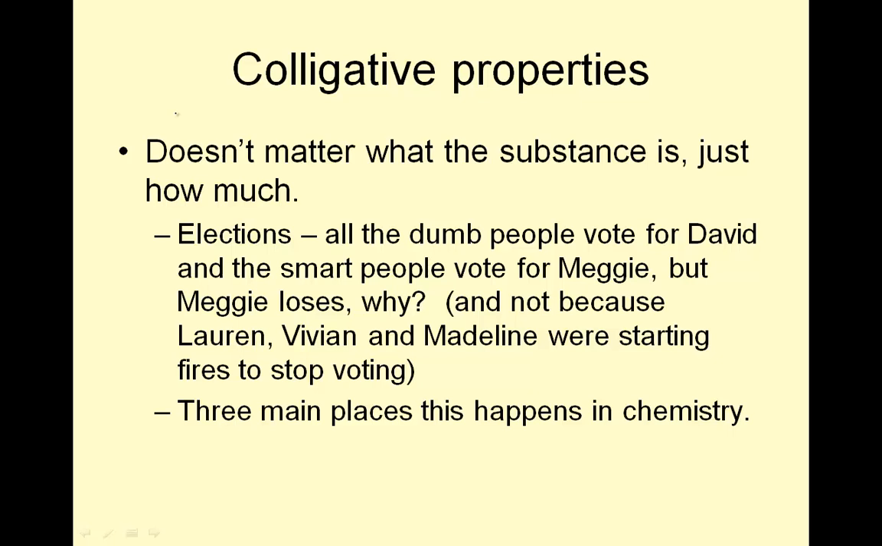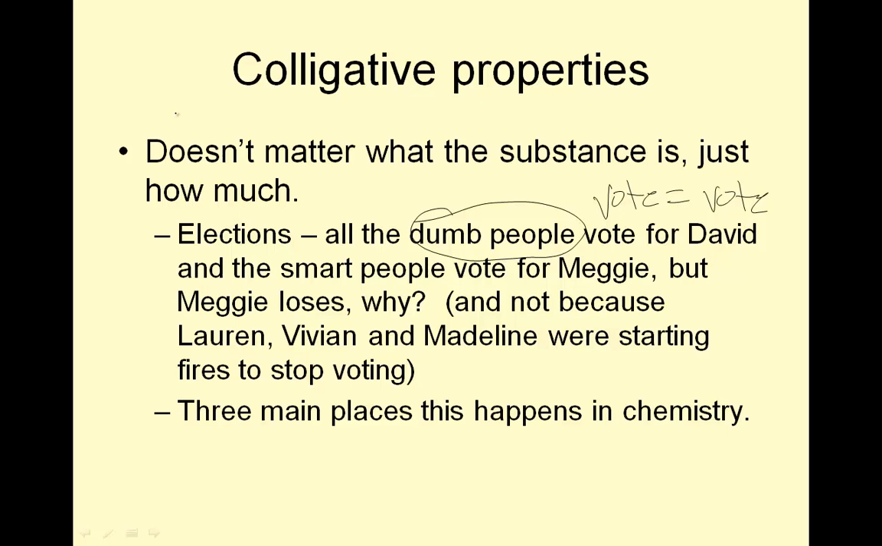So if all the dumb people voted for David and all the smart people vote for Meggie, Meggie loses. Why? And it's not because Lauren, Vivian, and Madeline were starting fires to stop voting. So why would that happen? Oh, because there's just more dumb people. So votes are equal. Dumb people's votes equal smart people's votes. Oh, so that happens that way.